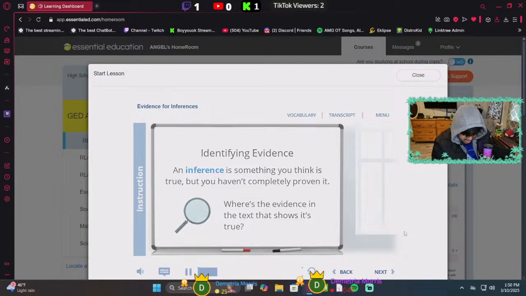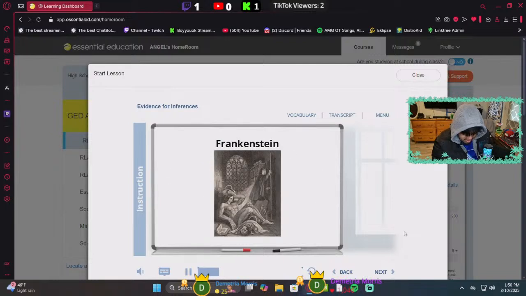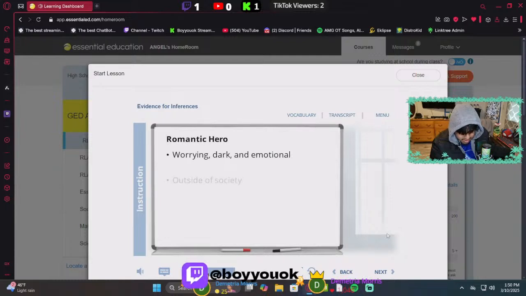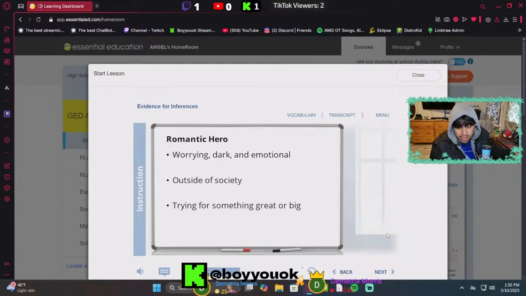I remember Dwayne reading Frankenstein for class. He was into it because he liked all the Frankenstein movies and stuff. See, we were learning about romantic heroes, which is a kind of character in literature. And Mr. Williams was telling us about how Dr. Frankenstein, the guy who built the monster, was a romantic hero. He's emotional. He's outside of society, doing his own thing. And he's trying to do something big.